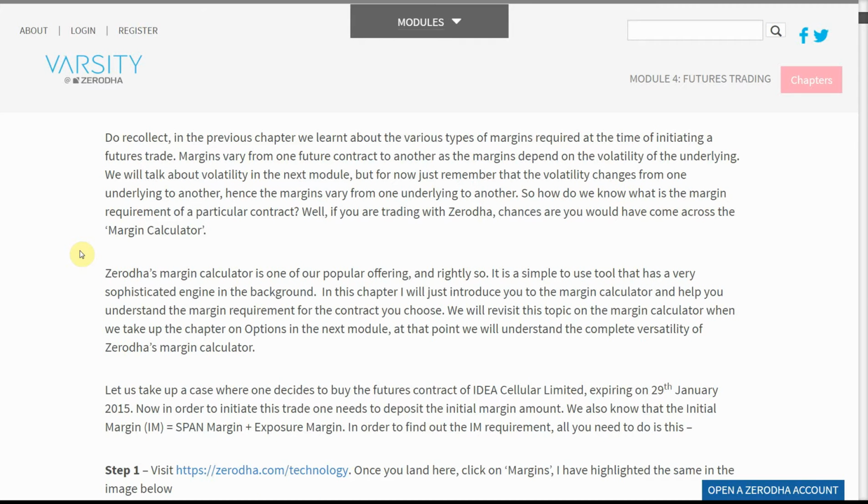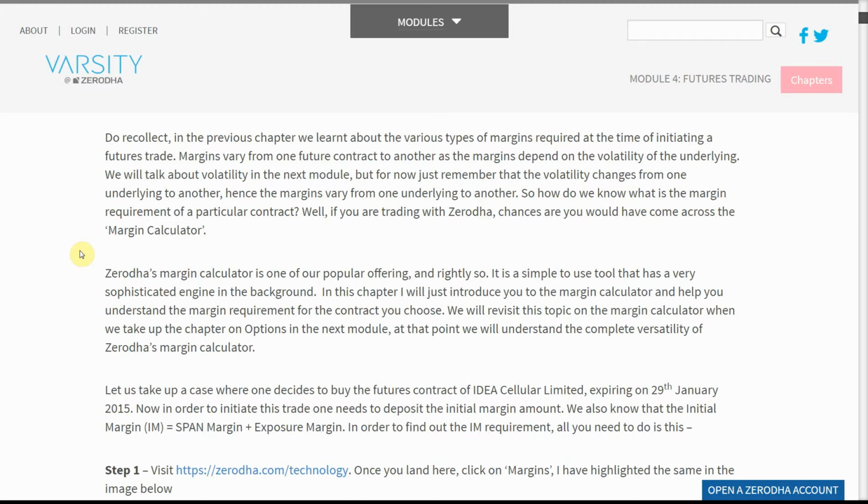initiating a futures trade. Margins vary from one futures contract to another as the margins depend on the volatility of the underlying. We will talk about volatility in the next module. But for now just remember that the volatility changes from one underlying to another. Hence the margins vary from one underlying to another. So how do we know what is the margin requirement of a particular contract?